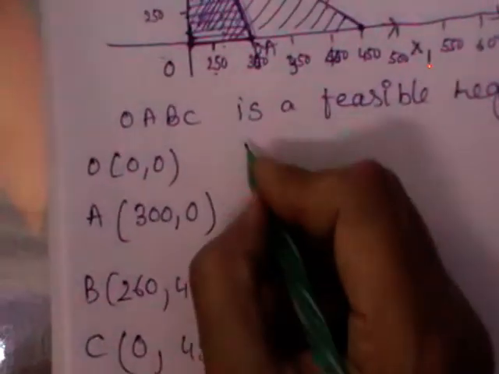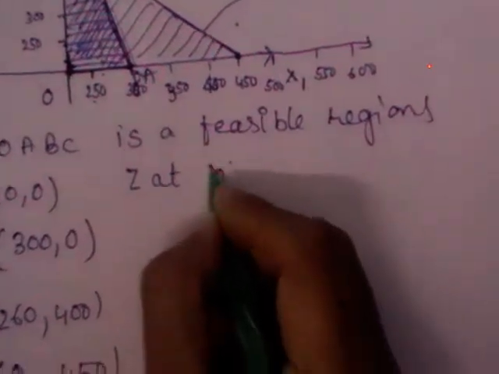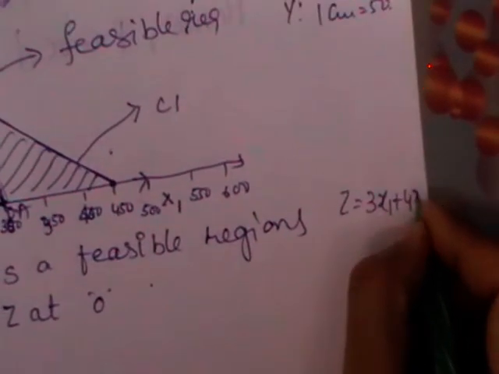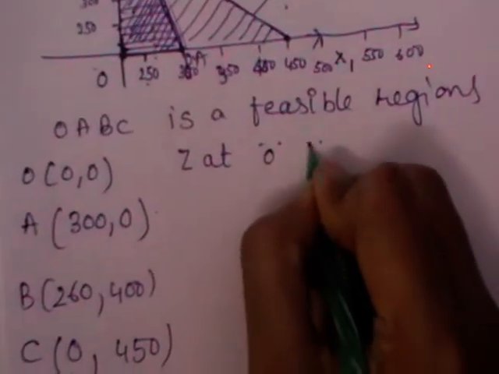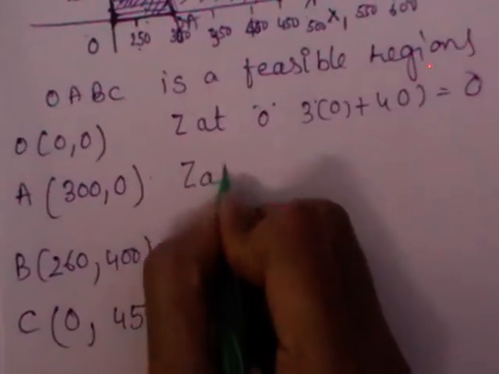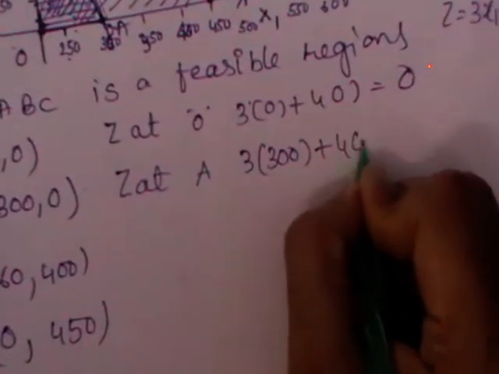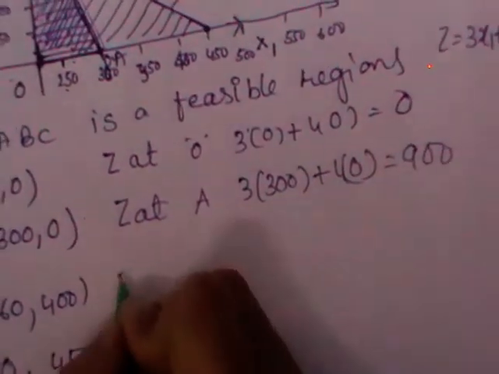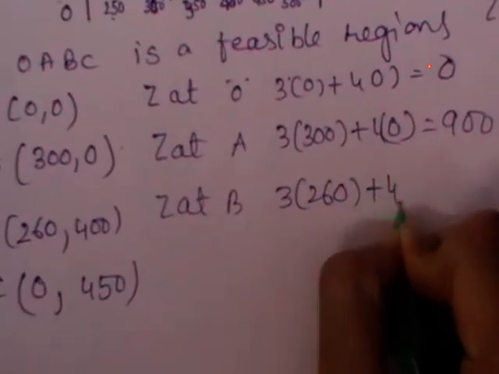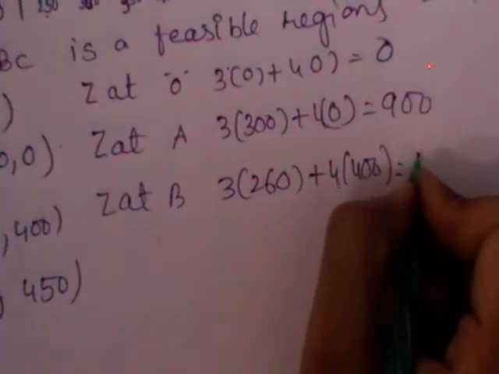After reading all these points, you calculate Z. What is Z? Z is the objective function. Z is 3x1 plus 4x2. You place the corresponding values. Z at O is 3 into 0 plus 4 into 0, which is 0. Z at A means 3 into 300 plus 4 into 0, which is 900.